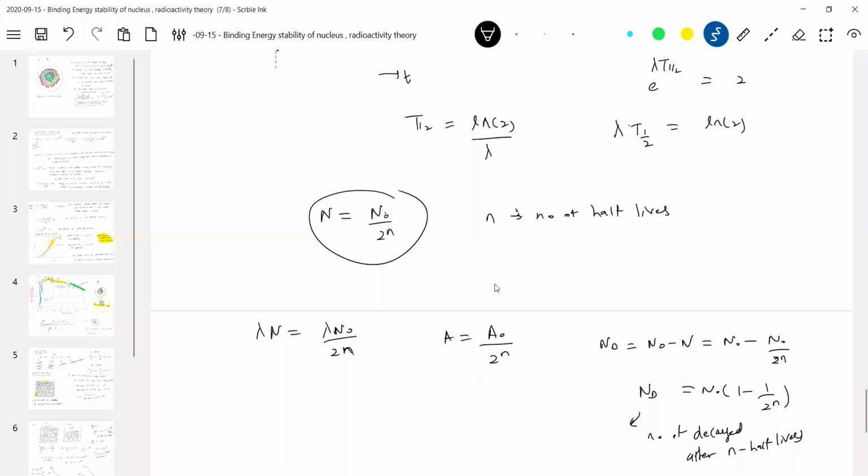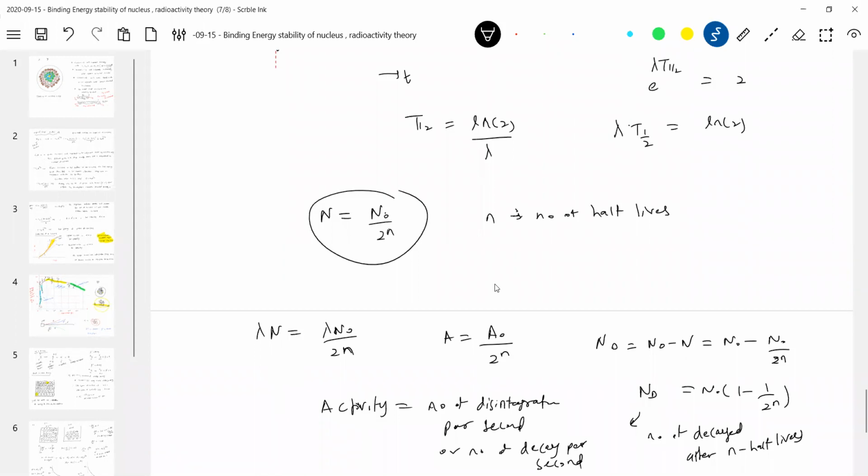So what is activity now? Disintegrations per second, we define it like this. The number of disintegrations per second is what we call activity. So once again I'll write it. It is called activity: number of disintegrations per second, or number of decays per second. So like this we introduce a quantity called the number of disintegrations per second.